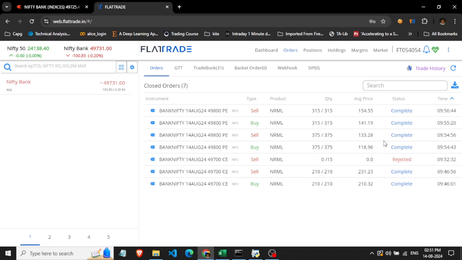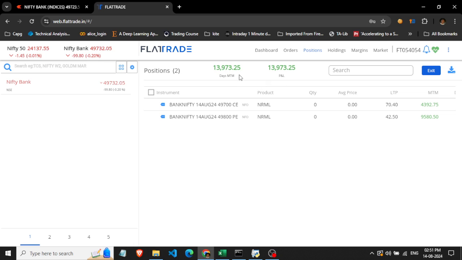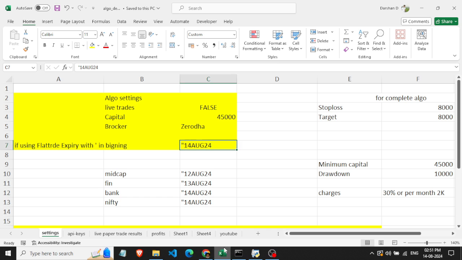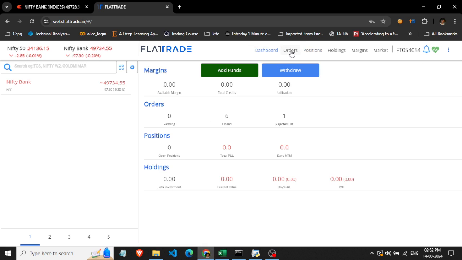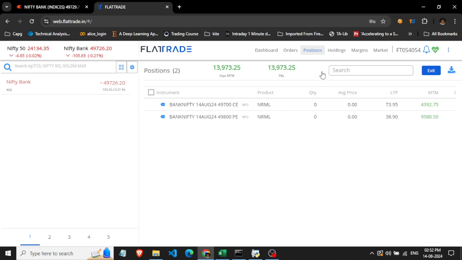So the Algo started around 9:45 in the morning. Immediately after starting, the Algo took one trade and we made 5,000 rupees something profit. After that, the Algo exited with around 14,000 rupees profit. The capital we used today is 45,000 rupees. Let me explain how the Algo works, what the charges are, and how you can subscribe, everything.